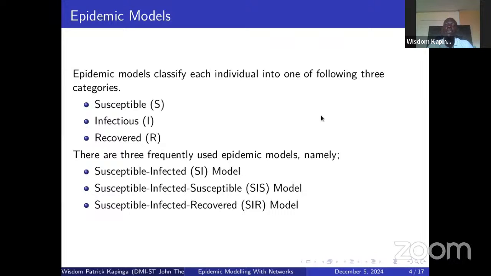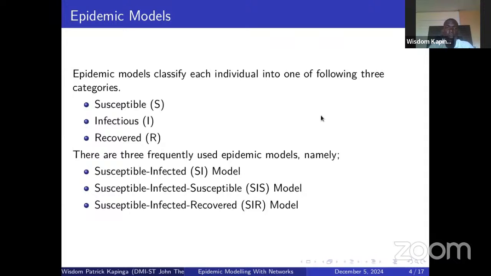So that's about susceptible. When we talk of infectious, these are people who are infected with the outbreak. And recovered are individuals who got immune after getting infected, who have recovered from the disease. These are people that cannot get infected again because they have recovered, and so they can no longer be susceptible.